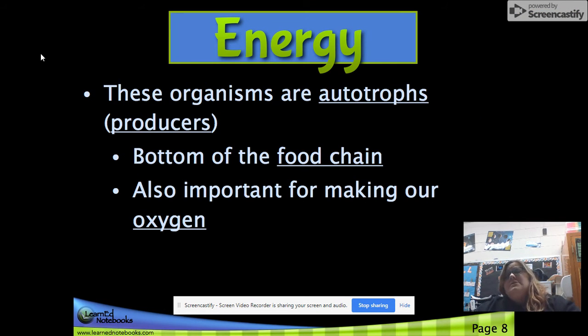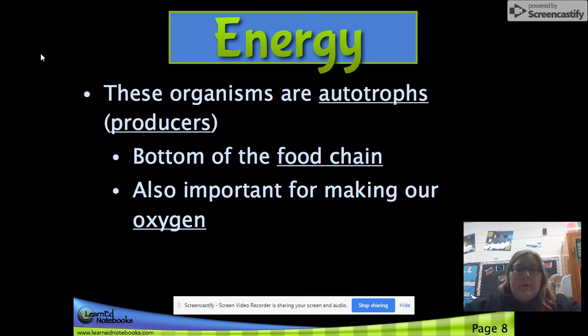All right, these organisms are also called autotrophs. Remember, auto means self, troph means food, self, food. They're creating their own food. They're producers, just another name for it. Producers make their own food. Autotrophs make their own food. They're the same thing. They're always the bottom, the first thing of the food chain, or the bottom of the food web. They're important for making our oxygen. Without them, we would die. We don't have oxygen. They're the things creating it. Without plants going through the process of photosynthesis, we don't have oxygen.